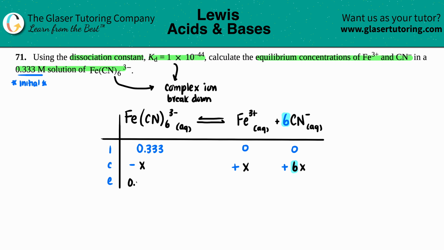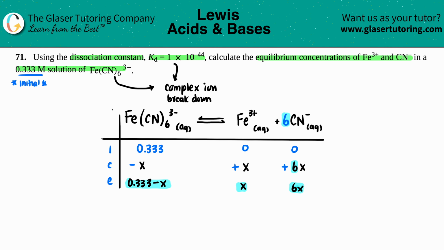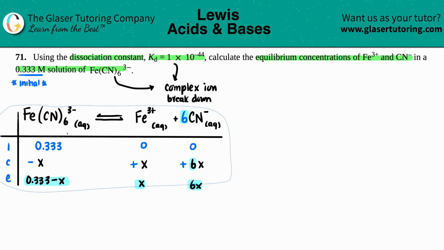So this would be 0.333 minus x. This is just x, and this is just 6x. These are the values that we're going to be plugging into our K expression. And in this case, it's the Kd. So let's just pull this over to the side. Okay, so I'm just going to move this over here. And now I'm going to write my equation for Kd.